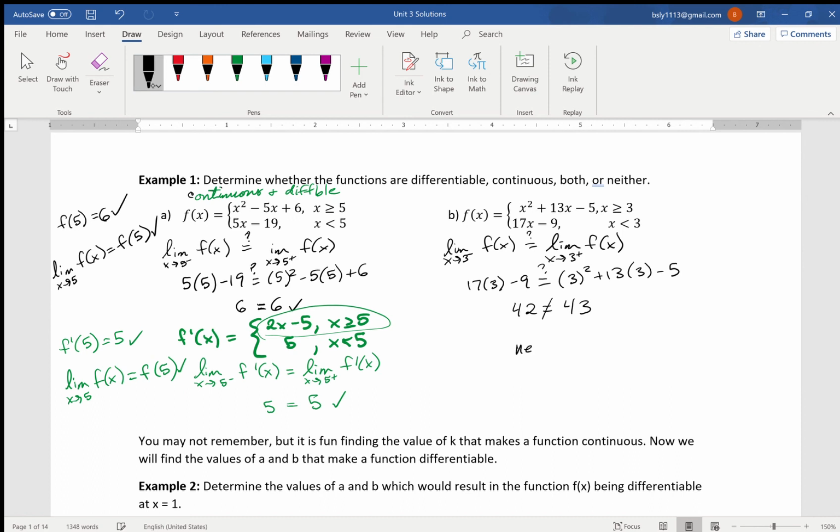Remember, as soon as you determine that the function is not continuous, it therefore is not differentiable either. It can be continuous but not differentiable. It can be continuous and differentiable, but it cannot be differentiable when it is not first continuous.